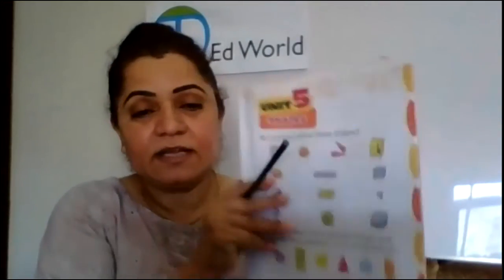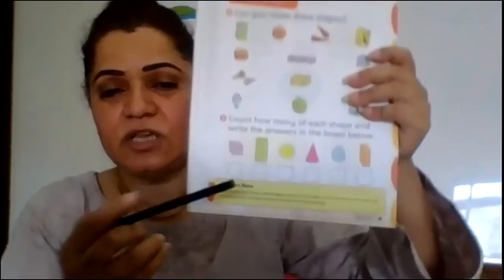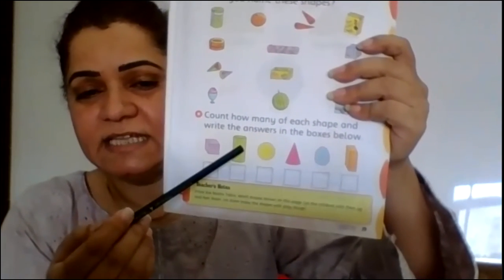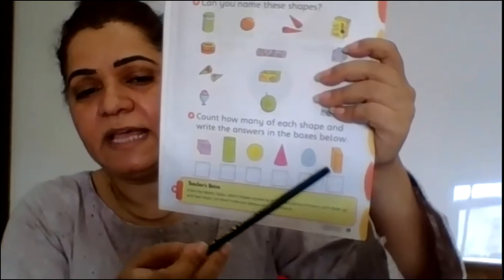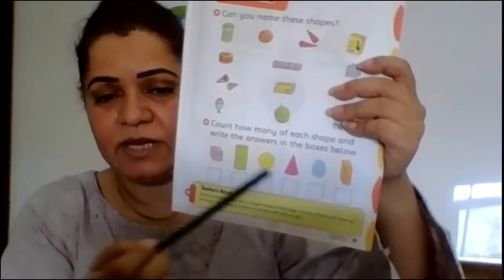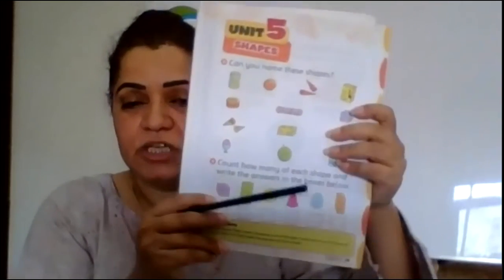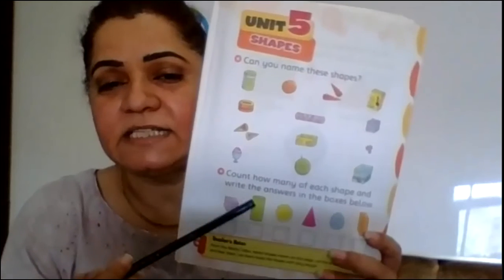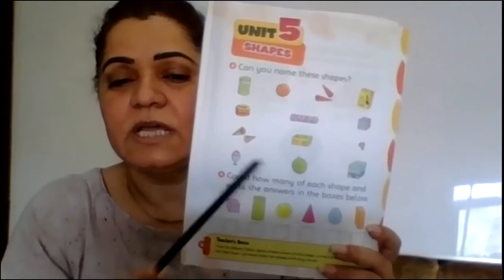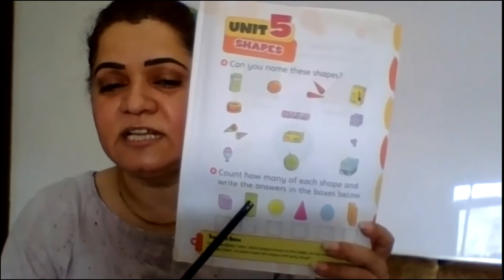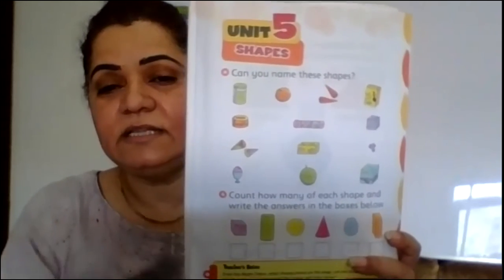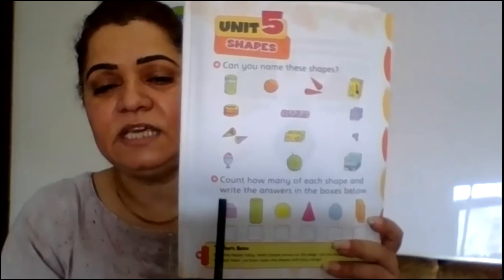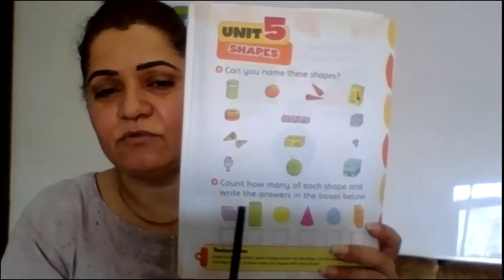Okay, now when you look at this, they have given you the shapes: cube, cylinder, sphere, cone, oval, and rectangular prism, right? So they've given all the shapes over here, and now they ask us to count how many cubes are there, how many cylinders, how many spheres, right? Now look at this carefully.